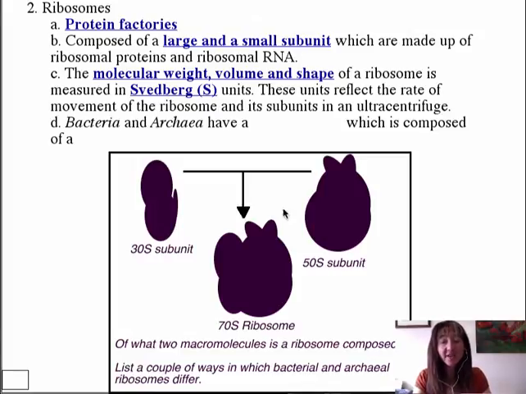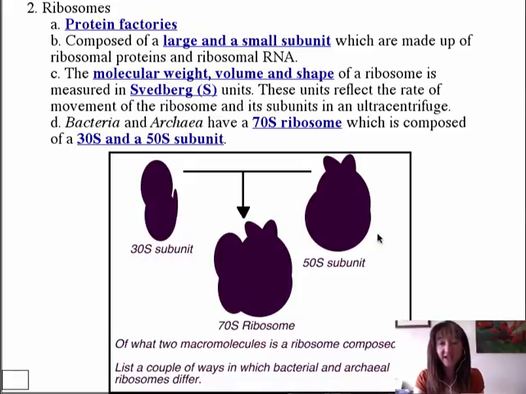So we can note here in this kind of cheesy picture that both bacteria and archaea are typified by a 70S ribosome. They both have a 30S and a 50S subunit, which is very different from eukaryotes. Eukaryotes have a different sized ribosome. They have an 80S ribosome rather than a 70S ribosome, but archaea and bacteria both have a 70S ribosome.